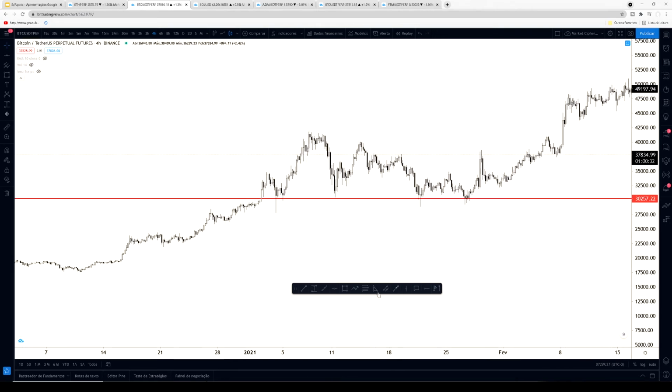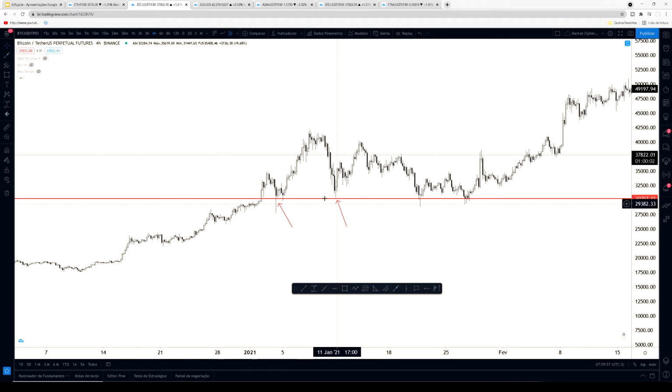You see that after we broke this level right here, we came back and formed support in this area with both these wicks over here and over here. And then again, the buyers were too strong, and we went all the way up and then came back. And as expected, this acted as support once again.